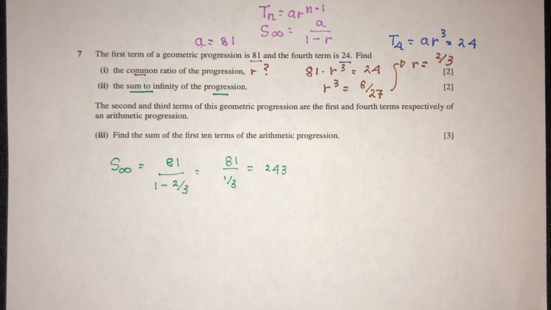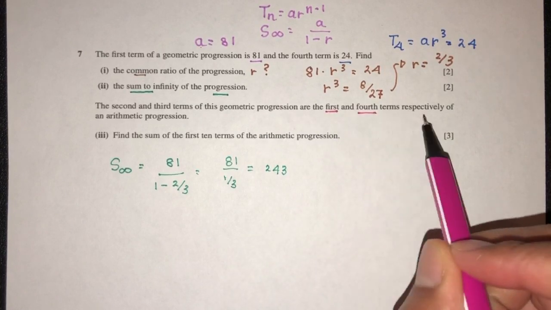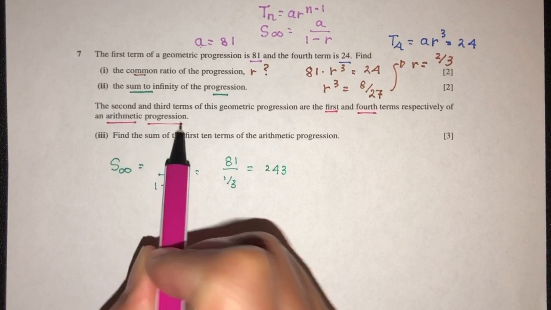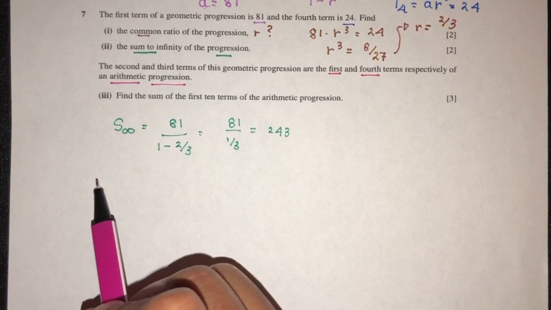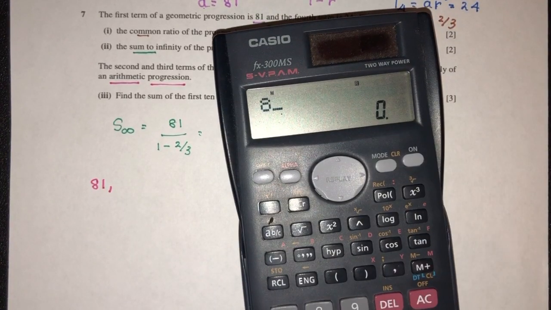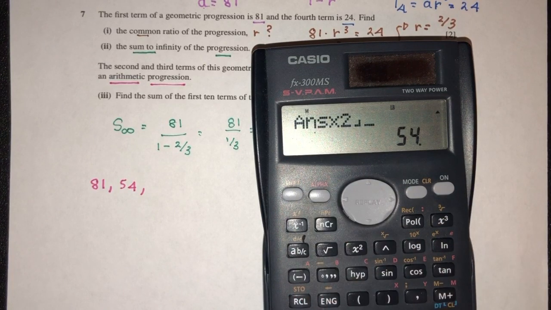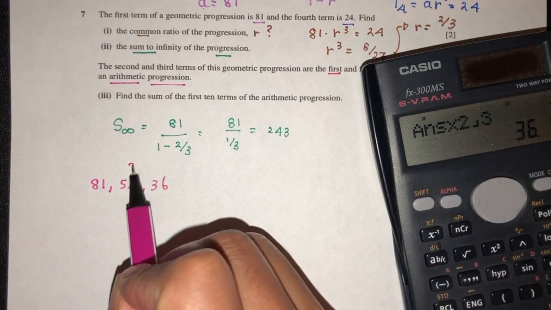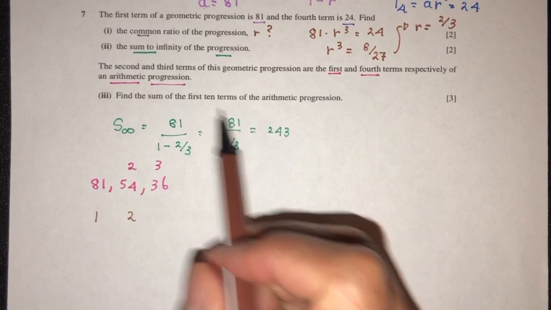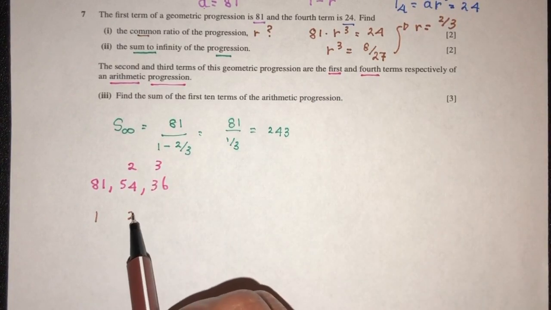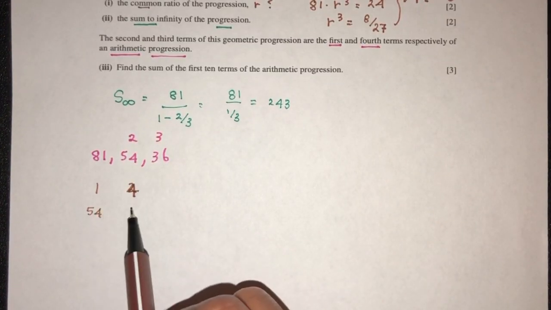Now let's move on. So here we have the second and the third term of this progression are the first and the fourth terms respectively of an arithmetic progression. So let's first write down the second term and the third term of the geometric progression. The first term was 81. The second term will be 81 times 2 over 3. That should be 54. And the third term, times 2 over 3, is 36. So the second and third terms of this geometric progression will be the first and fourth terms of an arithmetic progression. First term will be 54 and fourth term will be 36.